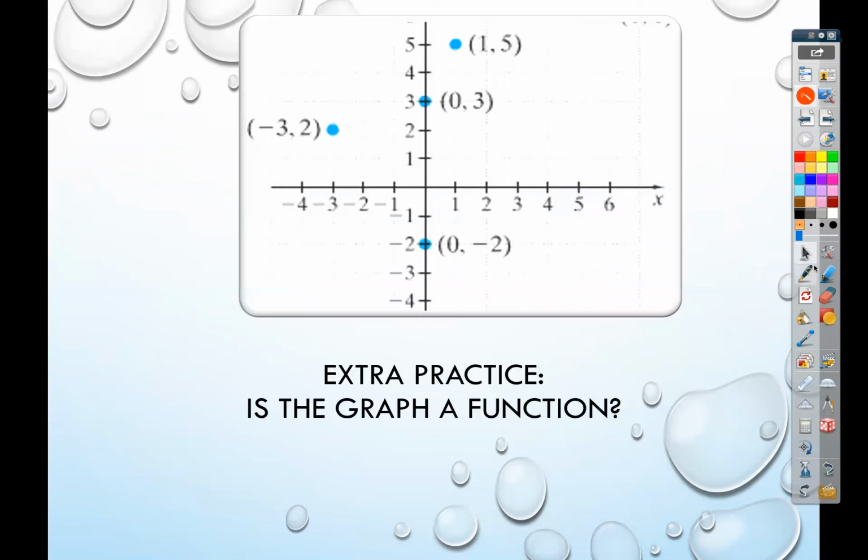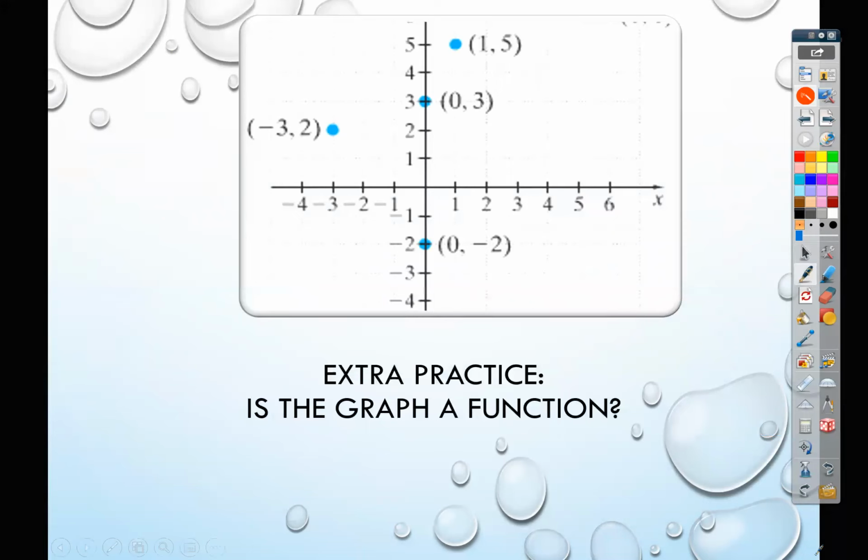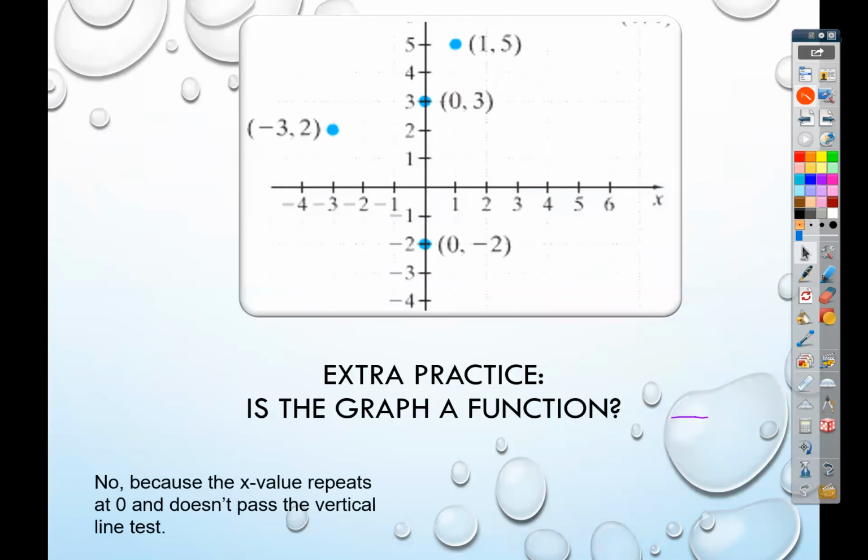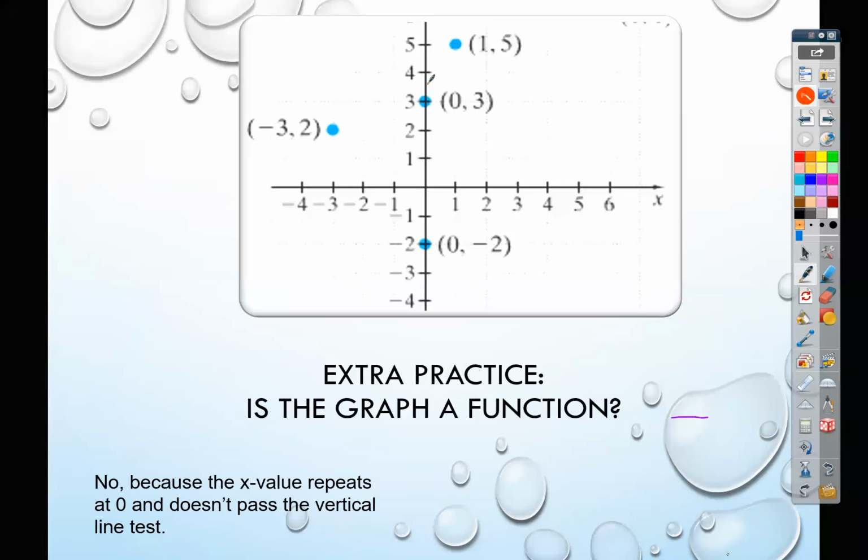Is that a function? The answer is no, because the x value repeats at 0. So you can see that you have this point right here at (0, 3) and the point at (0, -2). They are on top of each other. So that does not pass the vertical line test, which also means the x values are repeated.